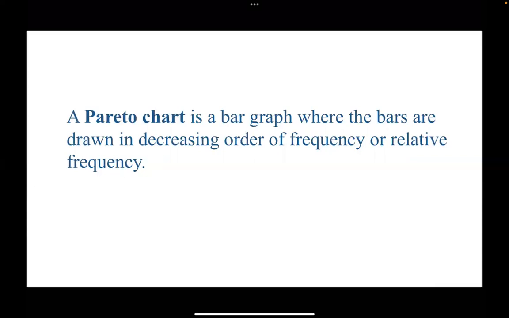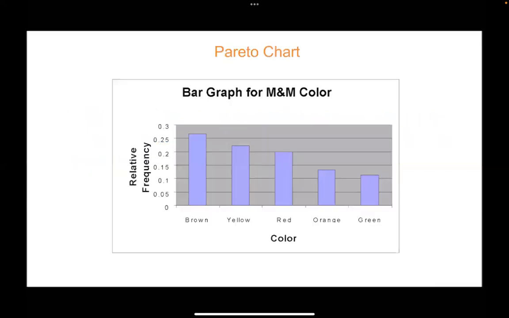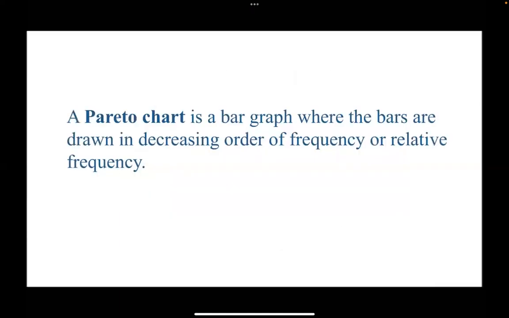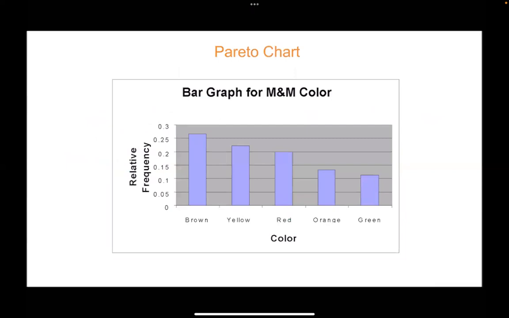The only thing about a Pareto chart is we order it so that the highest frequency thing is first, and then it steps down. So take a look here. I just put them in order, largest to smallest. And that is the only difference between a Pareto chart and a regular bar graph. See this bar graph, it's all over the place. And I don't know where blue went. Don't ask me. It just goes from largest to smallest. That's a Pareto chart.